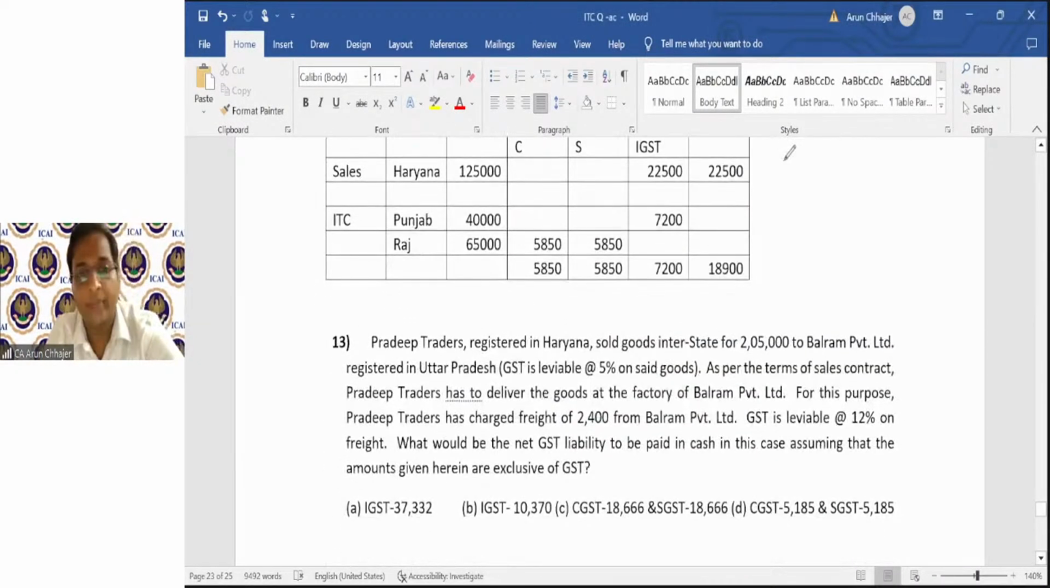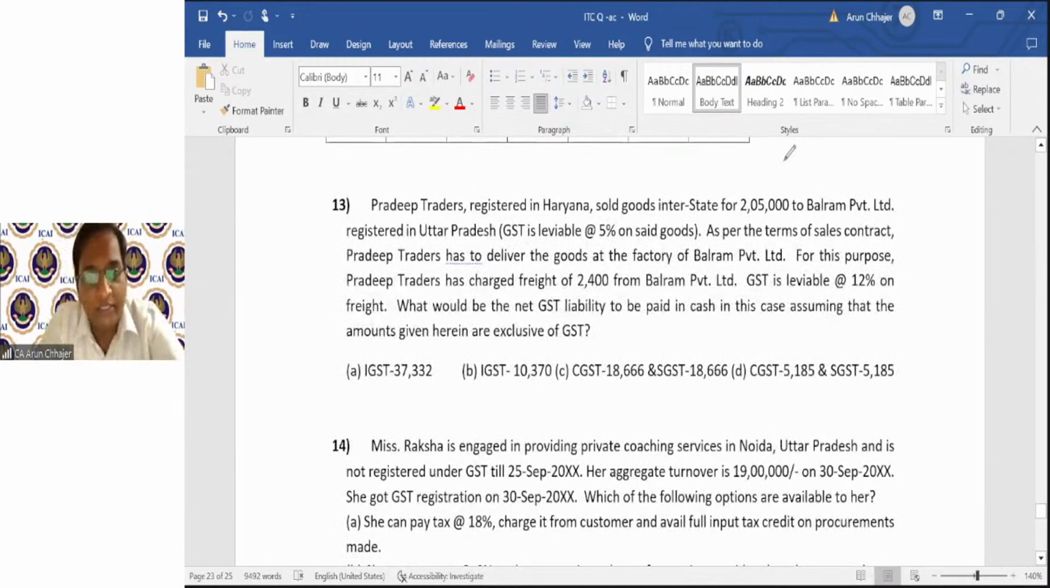So question number 13. Punjab trader registered in Haryana sold the goods interstate for rupees 2,05,000 to Balram Private Limited registered in Uttar Pradesh. GST is leviable at 5% on the said goods. As per the terms of the contract, Pradeep trader has to deliver the goods at the factory of the Balram. For this purpose, Pradeep had charged the freight of 2,400 from the Balram. GST is leviable at the rate of 12% on the freight. What would be the GST liability to be paid in cash?